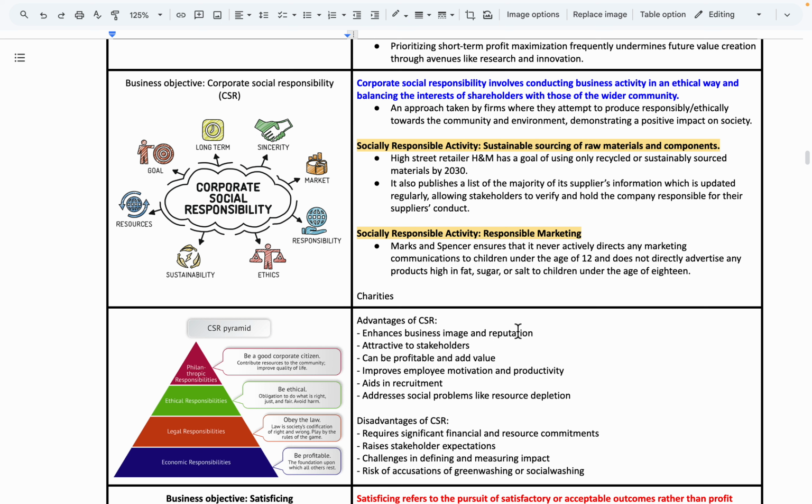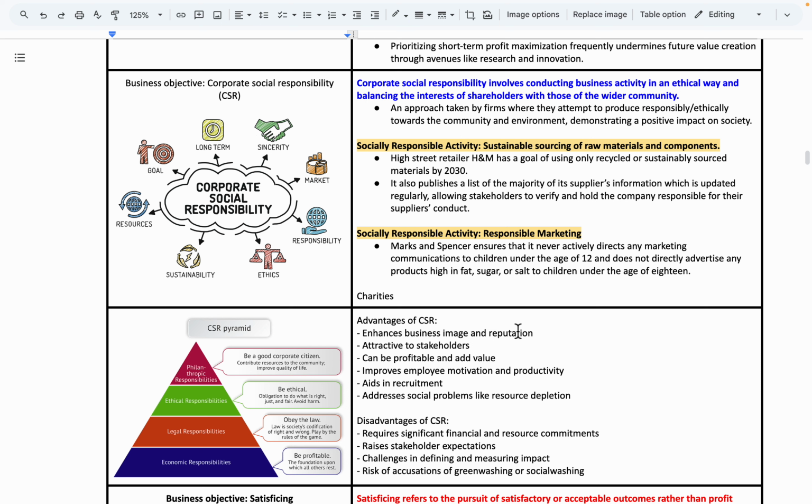So the first example is H&M. What they're doing is sustainable sourcing of raw materials and components. That's a responsible activity. They're using recycled, old H&M clothing or other brand clothing and sustainably sourced materials. They want to make their clothes out of recycled materials by 2030. I'm not sure if that's possible.